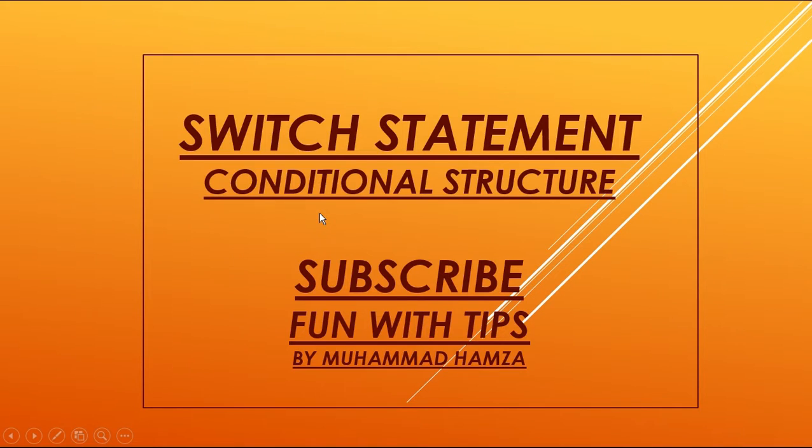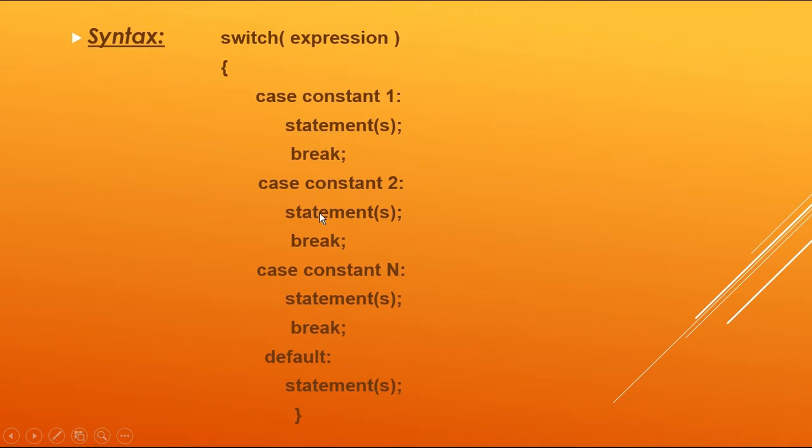Here is the syntax of the switch structure. Switch is a keyword used to indicate that it is a switch statement. After this, we write the expression or some variable which we declared in these two brackets. The curly braces show that the switch statement starts from here and ends here. In between these two curly braces, the cases are written.